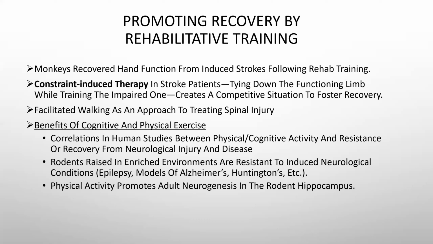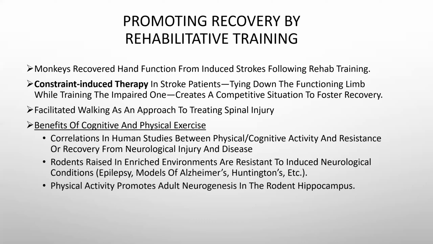Rodents raised in enriched environments are resistant to induced neurological conditions like epilepsy and models of Alzheimer's and Huntington's disease, which is also a fascinating thing. Is it that they're getting nourishment from new experiences and all of these kinds of things that is causing this resistance? We don't know entirely yet, but we're doing a lot of research on that.